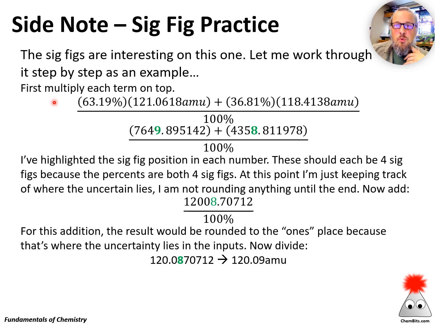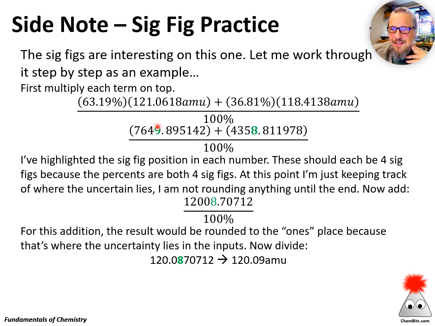So first, we're going to multiply each term in the top. So 63.19 times 121.0618 is 7,649 and the rest of that number. 36.81 times 118.4138 is that number. Now, I'm not rounding these off at this point. Don't round multiple times, and especially don't round early in your process. Carry all of your numbers through and round at the end.